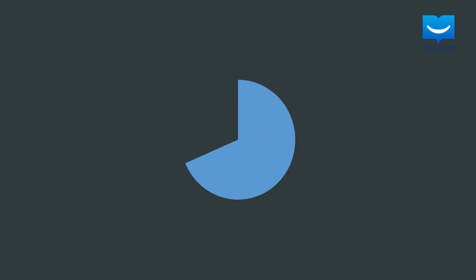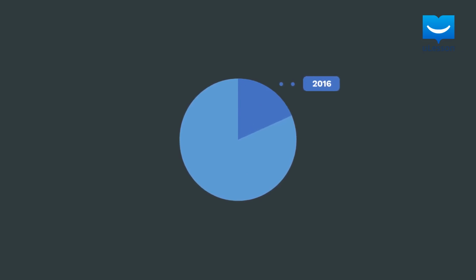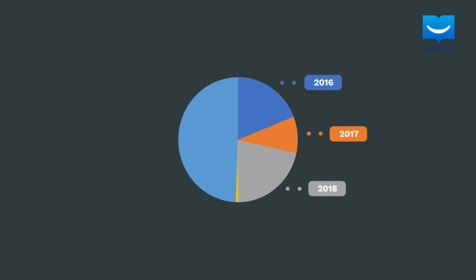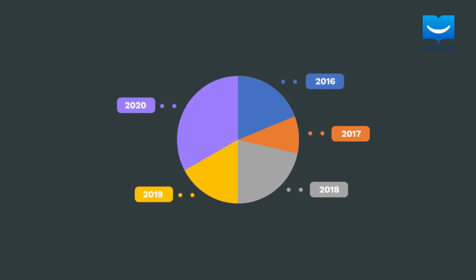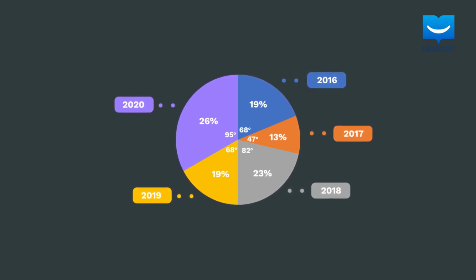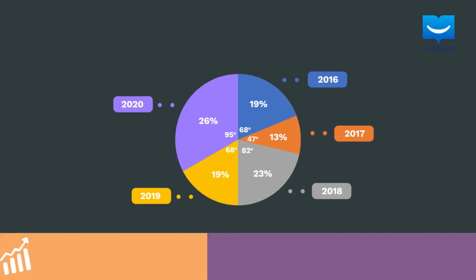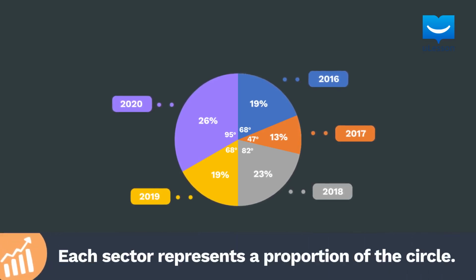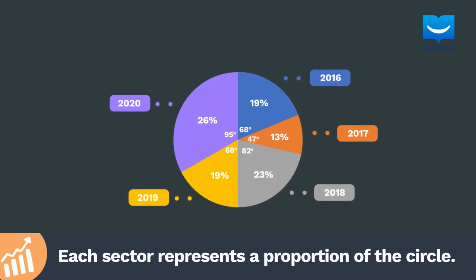Mr. Cairo then drew a circle. He uses a protractor and divides the circle by the angles calculated. Mr. Cairo then writes down the label, the percentage, and the degree of each sector in the pie chart. Each sector represents a proportion of the circle and also represents a proportion of the total revenue of the company.